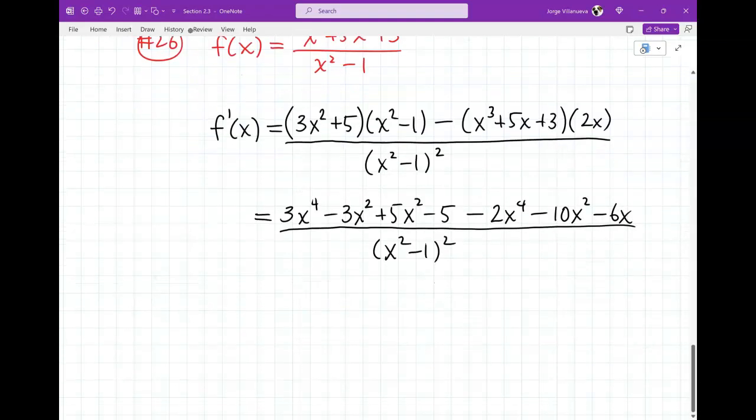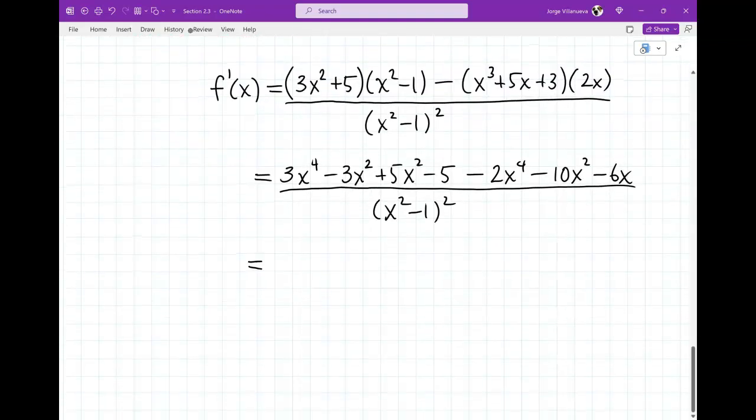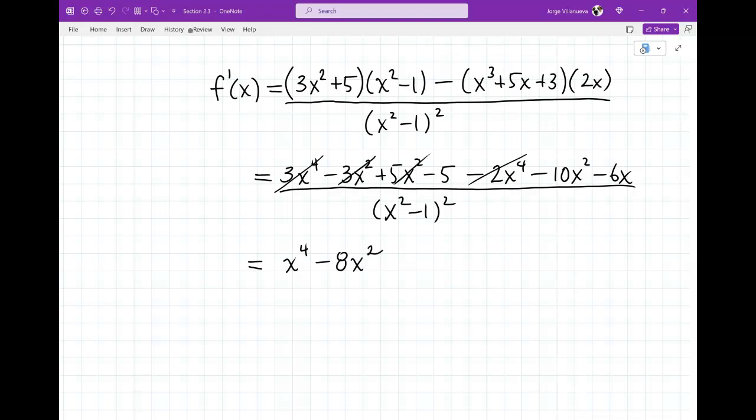Okay? But let's see. 3x to the 4th minus 2x to the 4th, that's going to be x to the 4th. Negative 3x squared plus 5x squared, that's 2x squared, minus 10x squared, that's negative 8x squared. Then I have minus 6x minus 5 over x squared minus 1 squared.